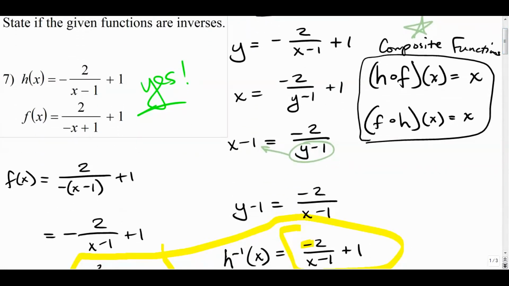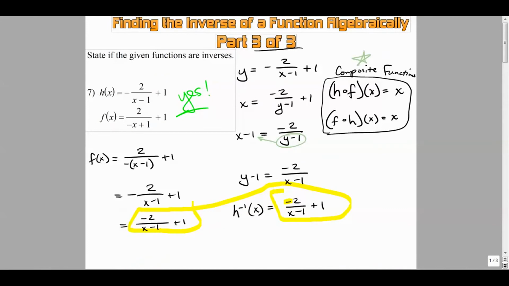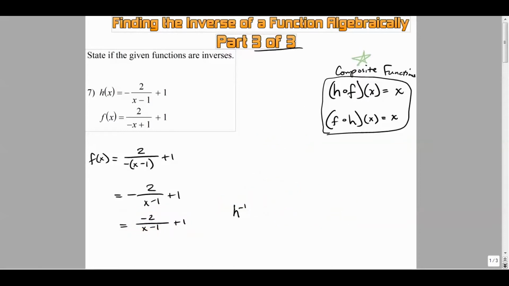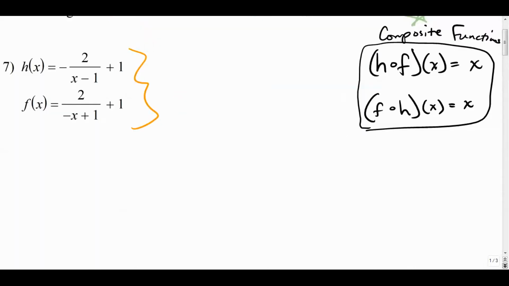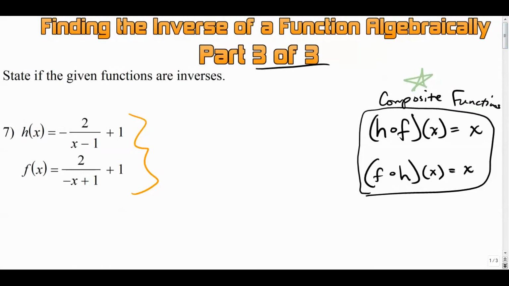Let me clean some of this up first. I want to get on my screen just the function and the function's inverse. We already said that these are inverses of each other, so let me just clear all this stuff out of here. And what I'm going to do is confirm that these two right here are in fact inverses. We actually found the inverse of h and figured out that it is this.